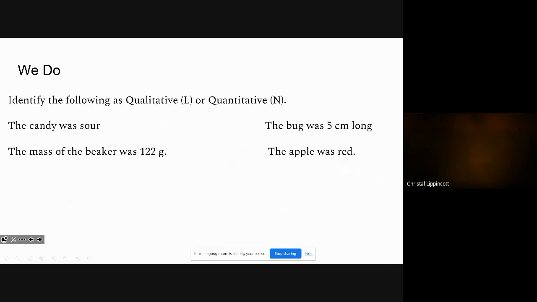All right. Next one, we're going to identify qualitative and quantitative. So take just 1 minute, fill that out, and then compare to the person next to you.